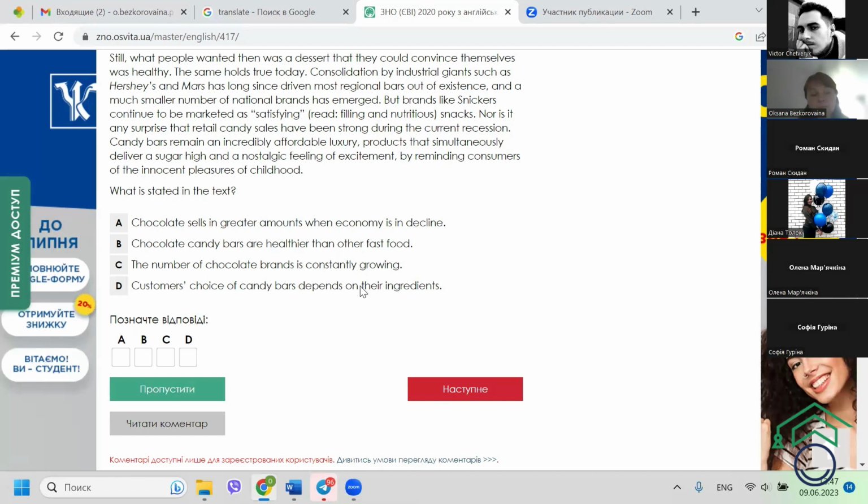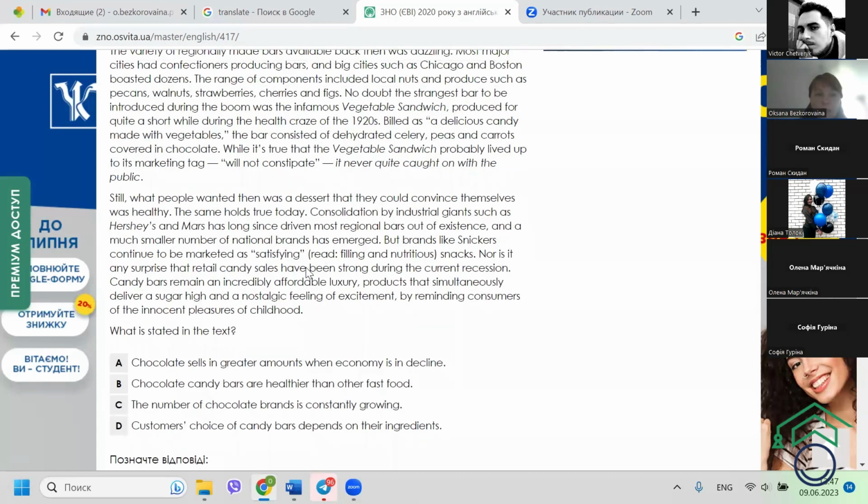Customers' choice of candy bars depends on their ingredients. Покупці, customer's choice, да? Вибір споживачів. Выбор споживачів этих батончиков зависит от ингредиентов батончика. So, and let's read the last paragraph.